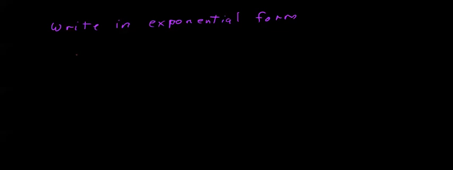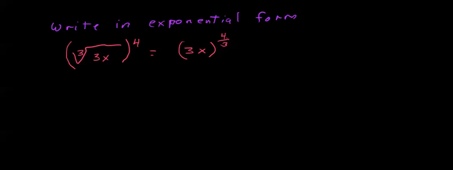All right, write in exponential form. If I give you the cube root of 3x raised to the 4th power, it would be 3x in parentheses, and the root is my denominator, the exponent is my power. That's all it is.